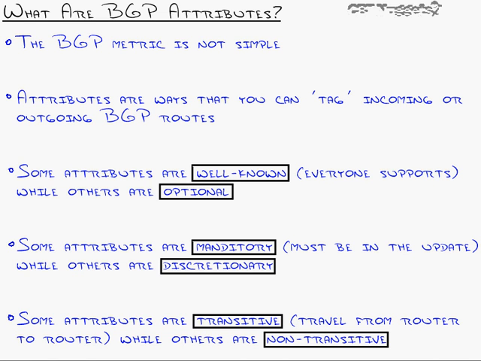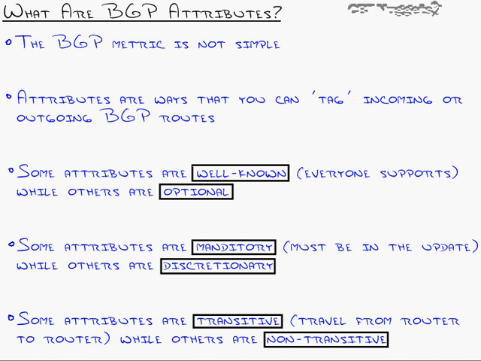Now, you see all these boxes on the screen around these attributes because these are the official standards-based categories of attributes. You'll see some attributes that we talk about that are considered well-known, meaning every vendor that claims to support BGP in a standards-based way supports them. There are some other attributes that are going to be optional, meaning these are some tags you can put on the route to tag it in some way, but every vendor may not support it. It's not required that they support it, so they may not put it in their implementation and they're just fine.